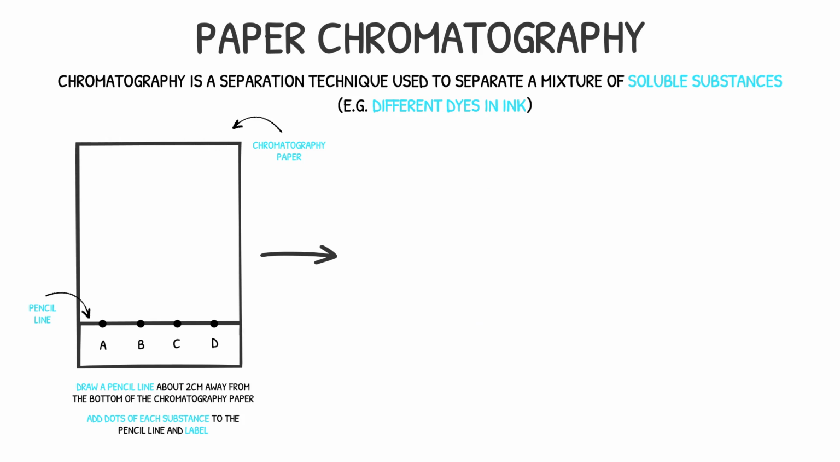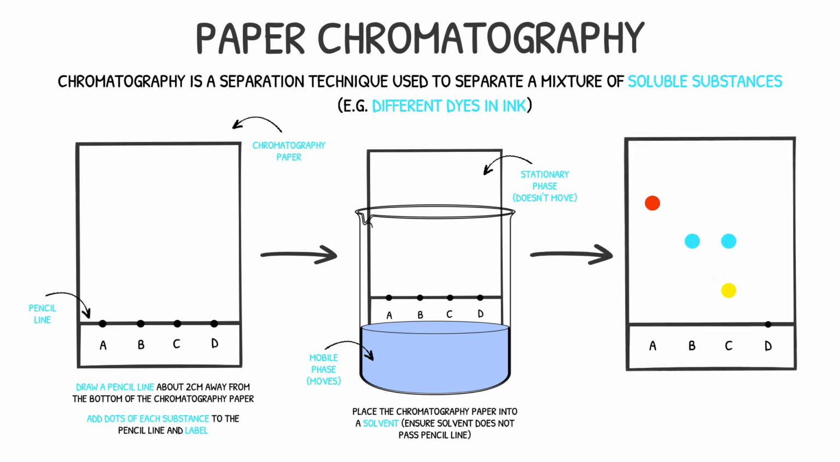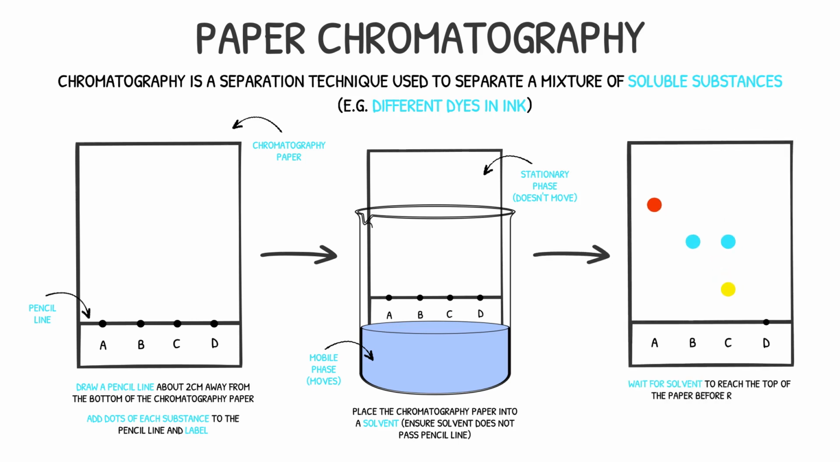Next, the chromatography paper is added to a solvent. The solvent commonly used here is water. The water will begin to move up the paper via capillary action, and as it moves, it will dissolve the different substances and carry them up the paper too. The solvent is the mobile phase here as it moves, and the chromatography paper is the stationary phase as it does not move. Once the solvent has reached the top, the paper is removed from the beaker and analysed.